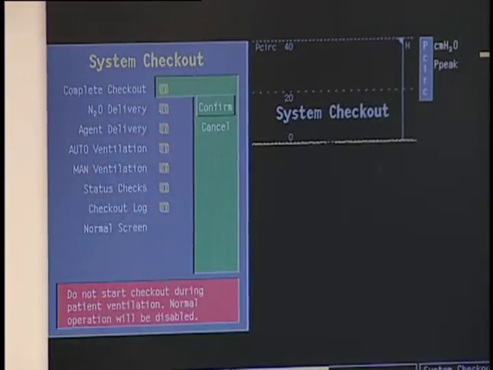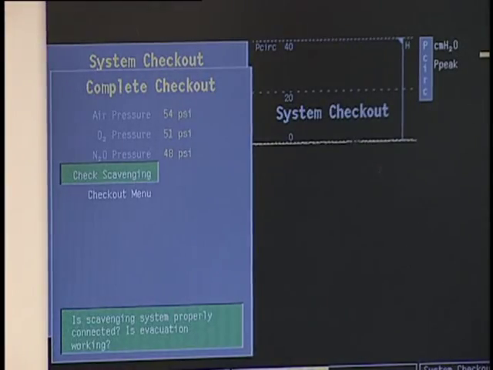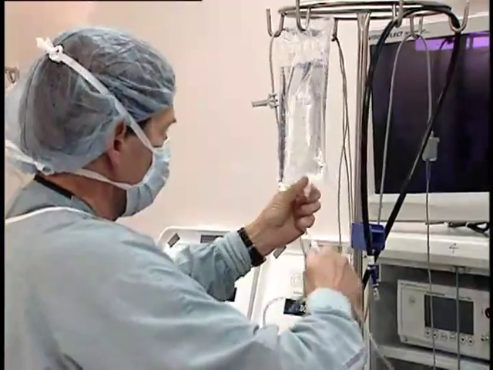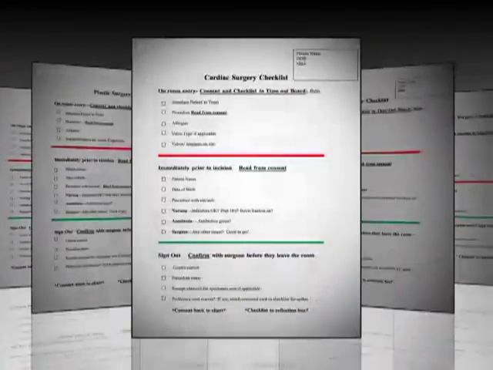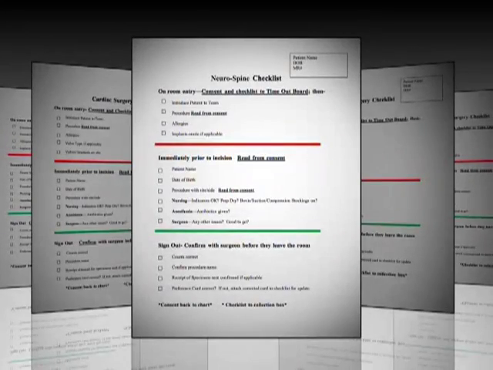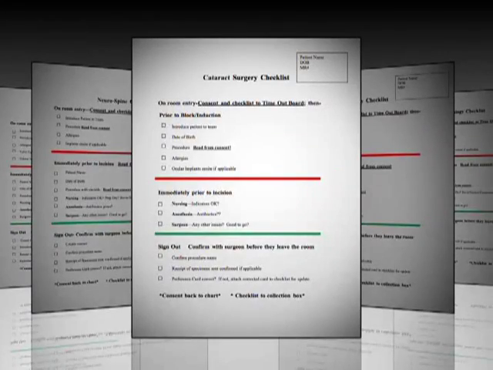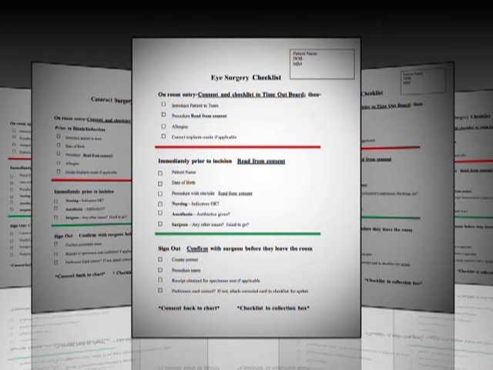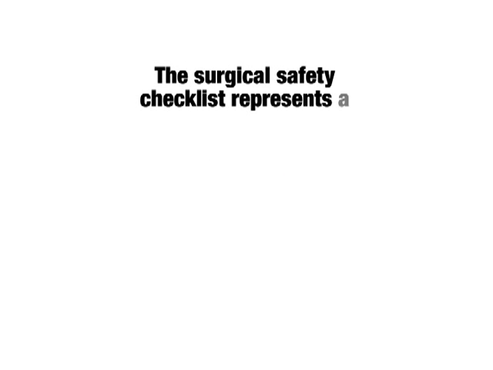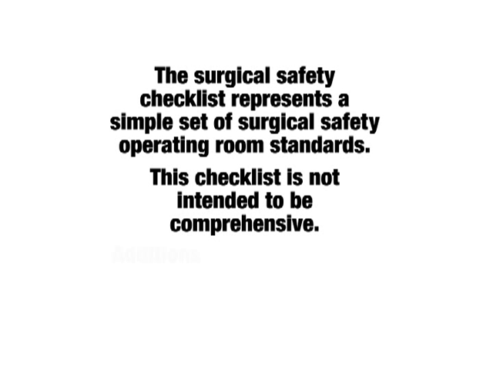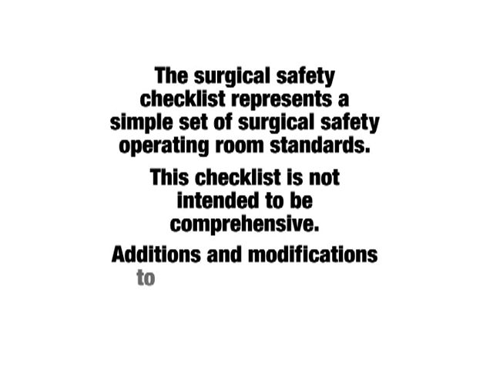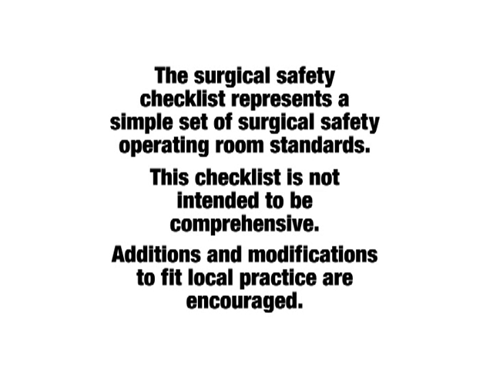This highly scripted process will enable you to reliably deliver care to your patients in the safest manner possible, while at the same time greatly reducing the possibility of serious omissions and mistakes. The Surgical Safety Checklist represents a simple set of surgical safety operating room standards. This checklist is not intended to be comprehensive. Additions and modifications to fit local practice are encouraged.